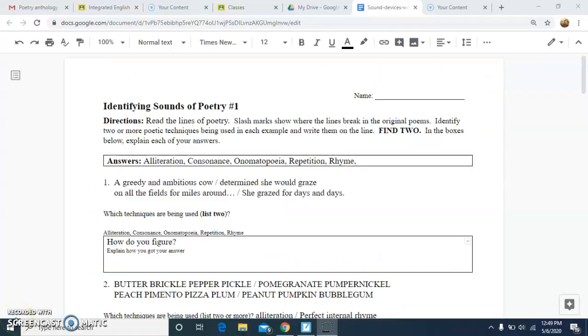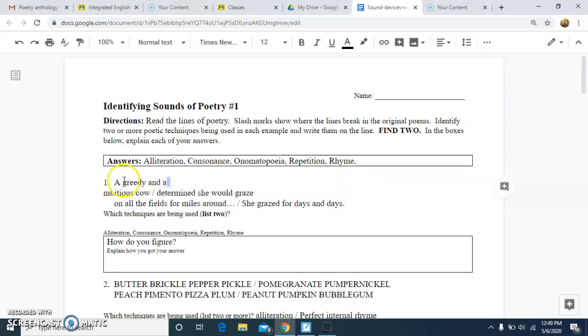Okay, so to see how this carries over back into our Identifying Sounds of Poetry worksheet, again, we're taking a look at these lines of poetry. Slash marks show where the line breaks occur. We're going to identify 2 sound devices being used, and we're going to explain each one of them. So we're given our example here.